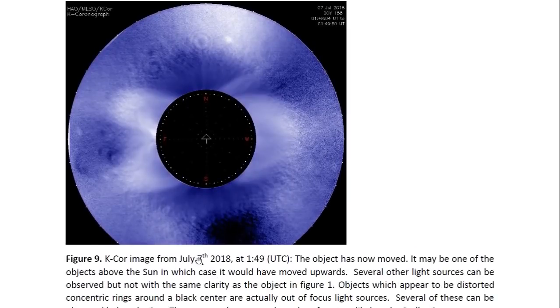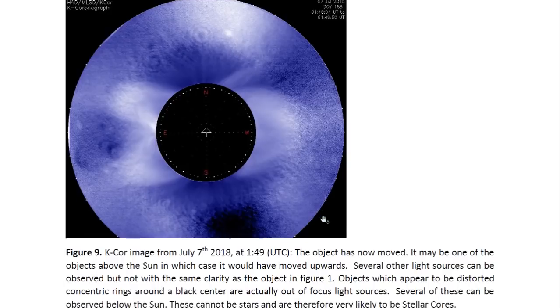Then a little later, and this is July 7th at 1:49 UTC, we can see the object is no longer there. There are two other objects here, and it may be one of these two objects. This one has a dark center, and this one has a bright center. So it may be more likely to be this one, but I am not completely sure that it is one of those objects. We don't actually know exactly what has happened to it. It certainly was there for 7 hours, and now it's not there.